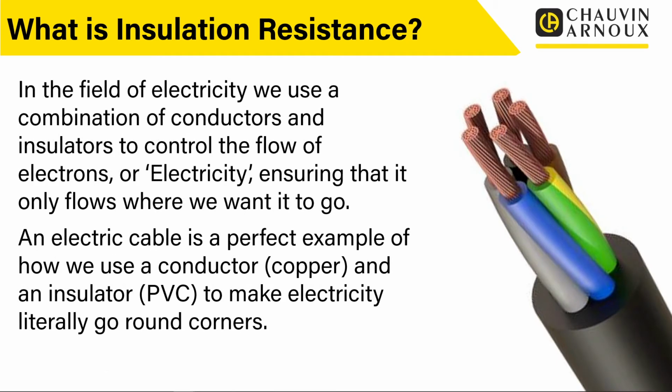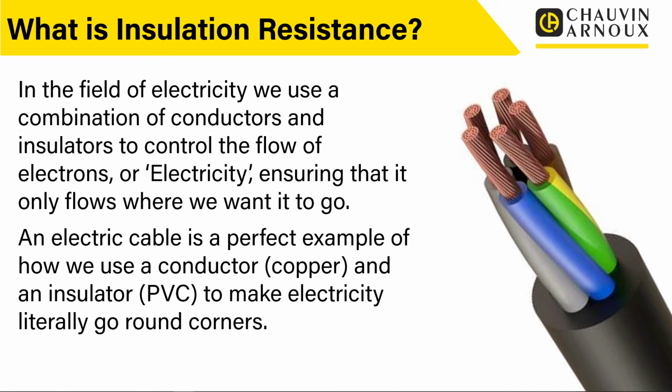In the field of electricity, we use a combination of conductors. Remember, conductors are materials with a low electrical resistance, and insulators with a high electrical resistance to control the flow of electrons or electricity, ensuring that it only flows where we want it to go. An electric cable is a perfect example of how we use a conductor, copper, and an insulator, PVC, to make electricity literally go round corners.